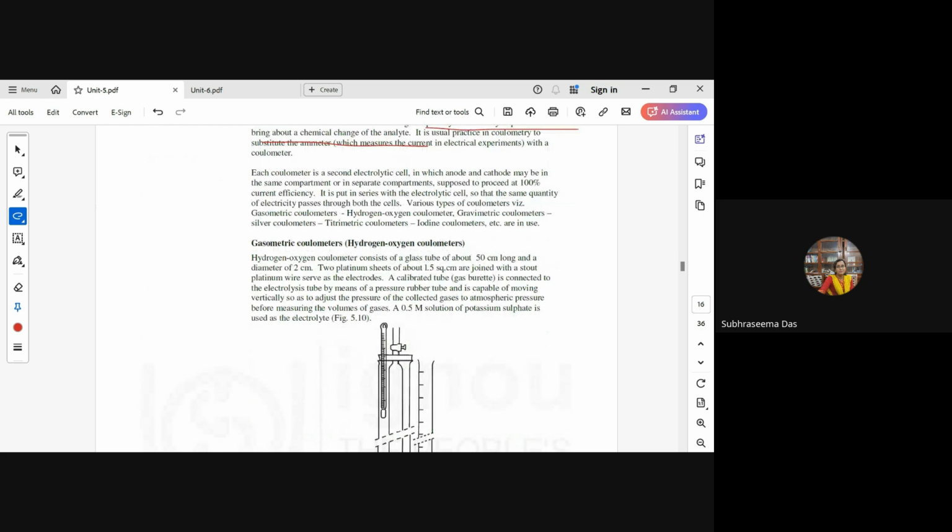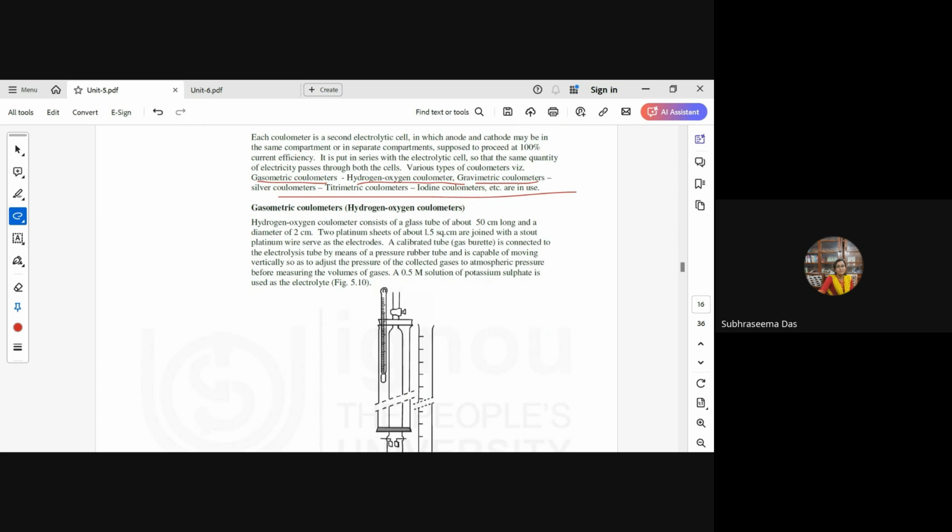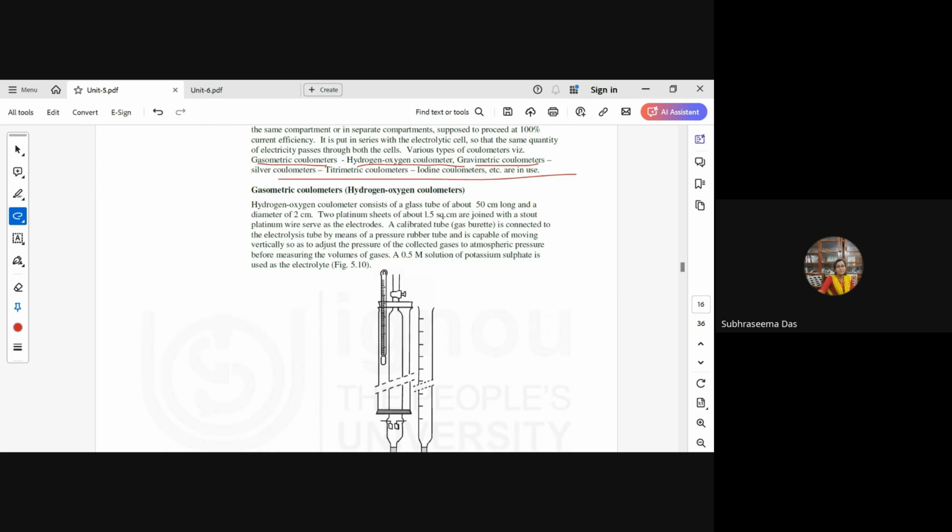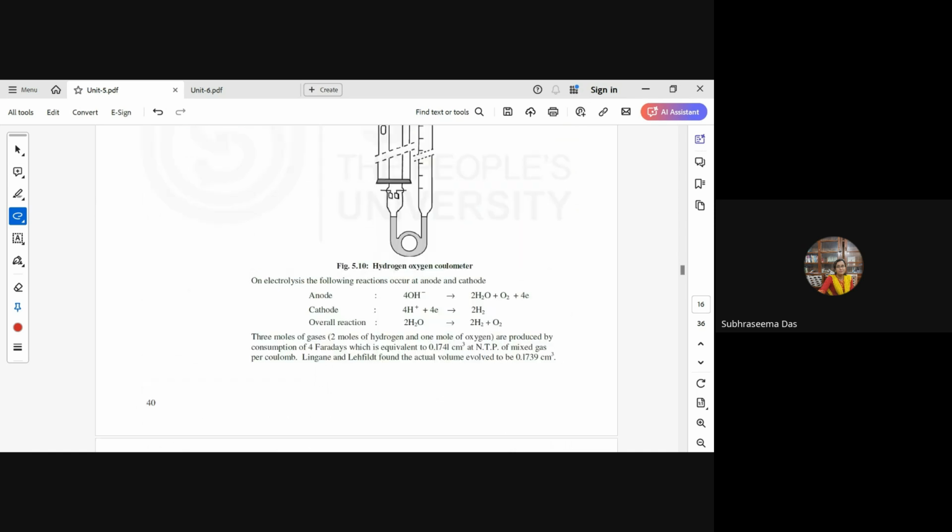There are various types of coulometers available, like gasometric coulometers, hydrogen oxygen coulometers, gravimetric coulometers, and other coulometers like silver coulometers, titrimetric coulometers, iodine coulometers, etc. Now we'll start with gasometric coulometers, that is hydrogen oxygen coulometers. Hydrogen oxygen coulometers consist of two platinum sheets joined with platinum wires that serve as the electrode. They are connected to atmospheric pressure, and 0.5 molar solution of potassium sulfate is taken as the electrolyte here.